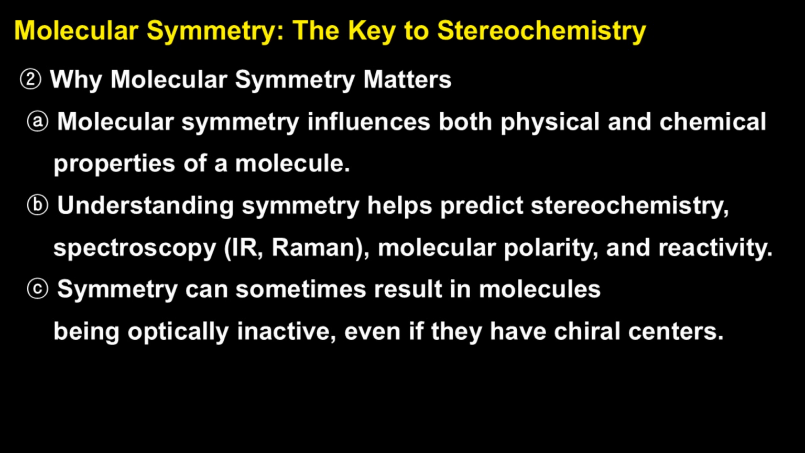You might think that if a molecule has chiral centers, it's automatically optically active, but that's not always the case. Sometimes, even if a molecule has chiral centers, it doesn't rotate plane polarized light. That's because its internal symmetry cancels out optical activity. A great example of this is meso compounds. So symmetry isn't just a visual concept, it really shapes how molecules behave and how we analyze them. Once you get the hang of spotting symmetry, it makes understanding these concepts way easier.